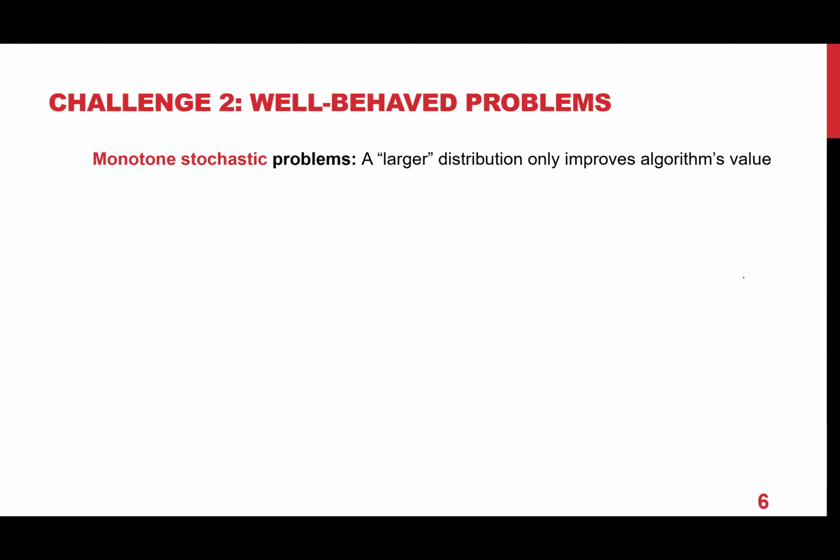The class of problems we are looking at right now are the so-called monotone stochastic problems. Roughly, it means the following: if I feed into my stochastic problem a larger distribution, and I'm going to formalize what larger distribution means in a second, the value of your algorithm should only increase. The converse is also fine: monotonically decreasing stochastic problems are also fine. If you give a larger distribution, the value only decreases, as long as it's going in only one direction, either increasing or decreasing.